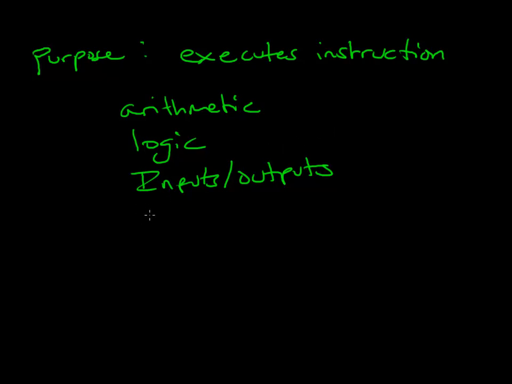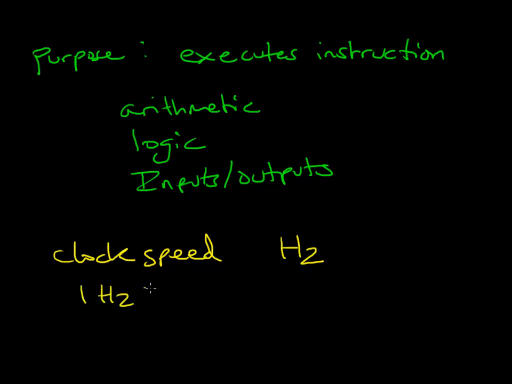Now, there are a number of things which affect a CPU's performance. So the first very obvious thing that people think about when they look at CPUs is the clock speed. And the way that we measure the clock speed is in a thing called hertz. And this is the number of instructions which this processor can do in 1 second. So if this processor was a 1 hertz processor, it would be doing 1 instruction per second. So 1 hertz equals 1 instruction per second. If it's a 16 hertz processor, 16 instructions per second.